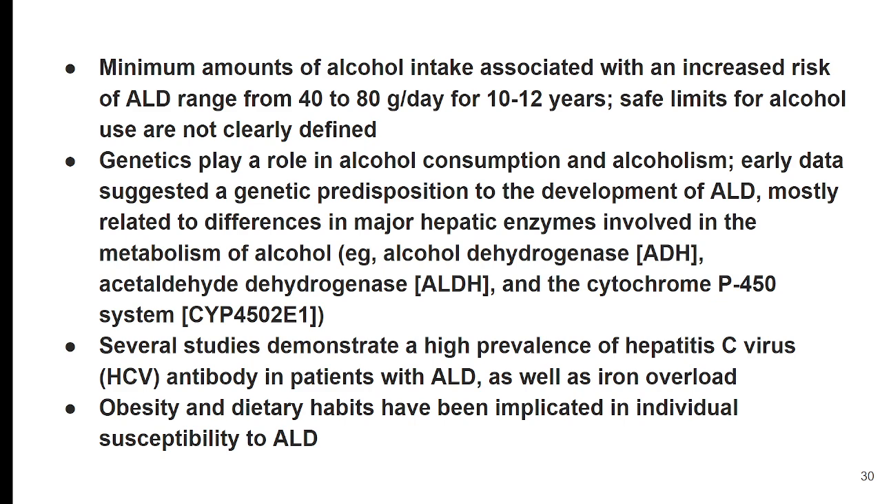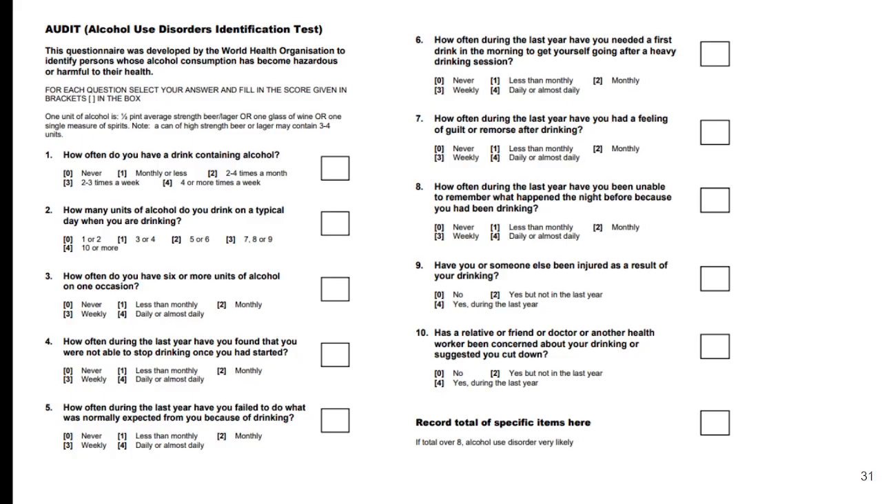Then obesity and dietary habits have been implicated in individual susceptibility to alcohol disorder. Now, whether a person has to be considered an alcoholic or not, to confirm that, again the WHO has given a standardized reference questionnaire, and with this questionnaire you are supposed to score the person. That score is called the AUDIT score, or Alcohol Use Disorders Identification Test. It is based upon questions like how often do you have a drink containing alcohol, how many units of alcohol you drink in a typical day when you are drinking, and based upon that number you give the scores.